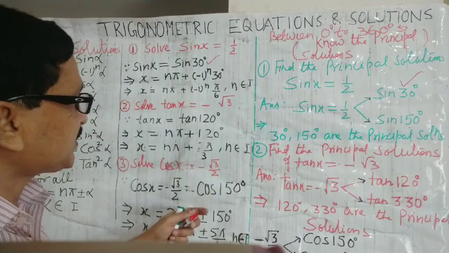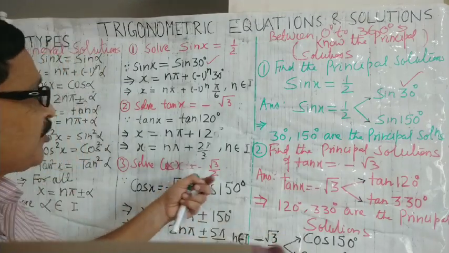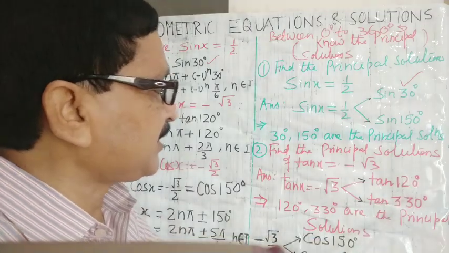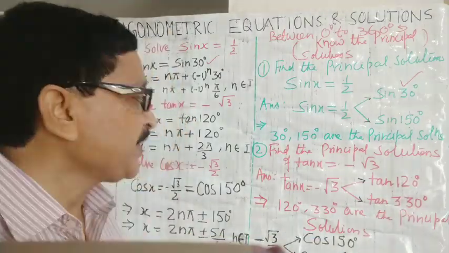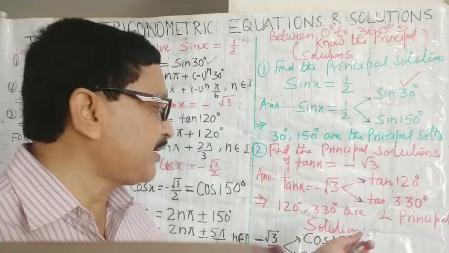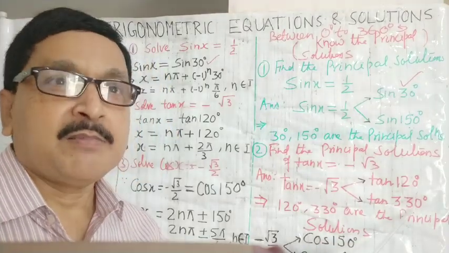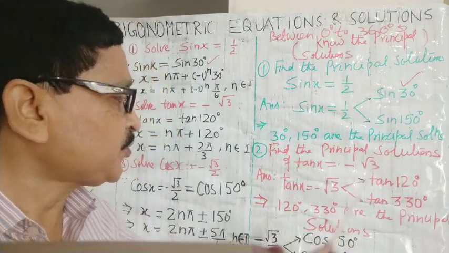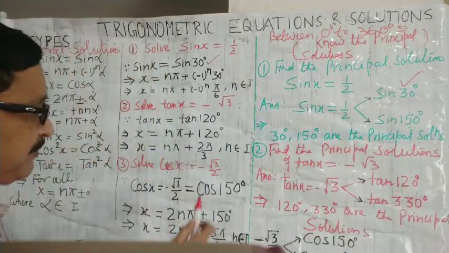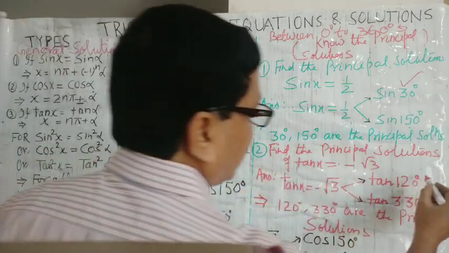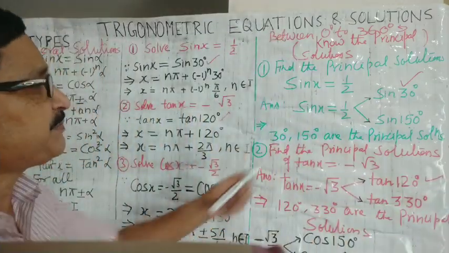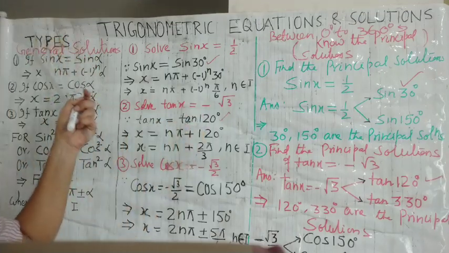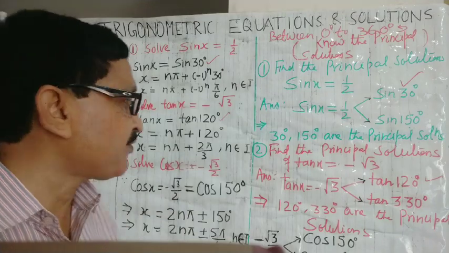Likewise, in the second question, there are two values for tan x equal to minus root 3. Minus root 3 means tan 120 as well as tan 330, since we know that tan is negative in the second quadrant as well as in the fourth quadrant, but in first and third, tan is positive. So, out of these two values, we have to select 120. The first principal value is to be selected when the general solution is required.